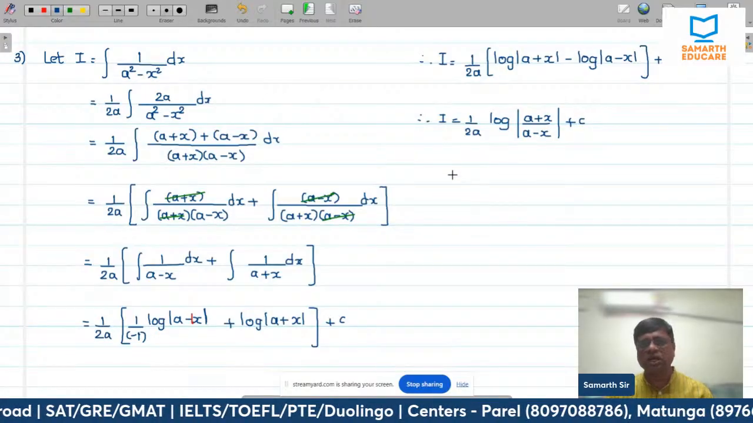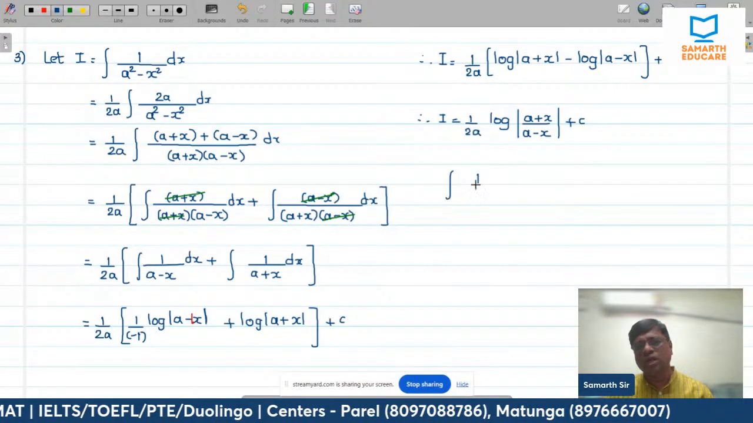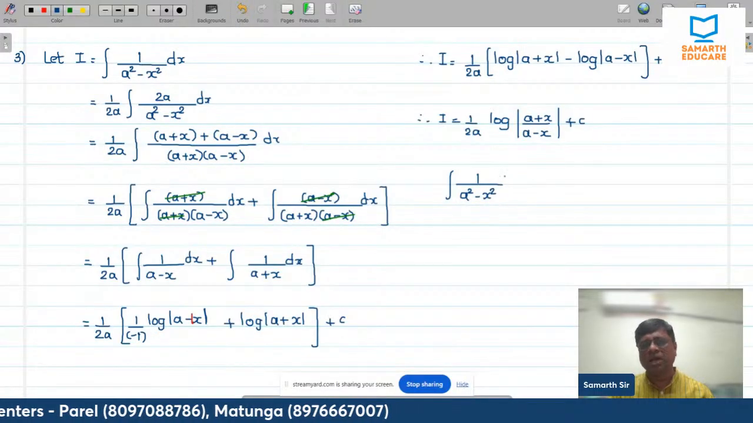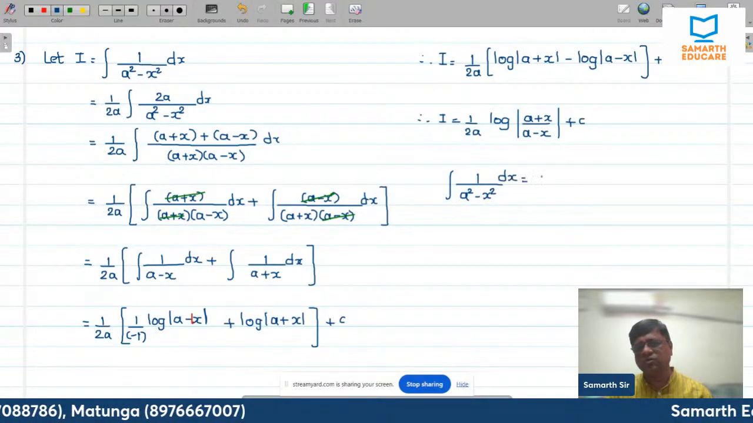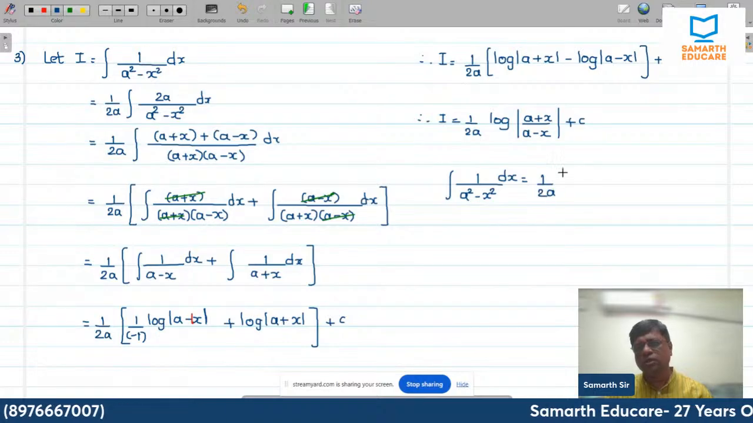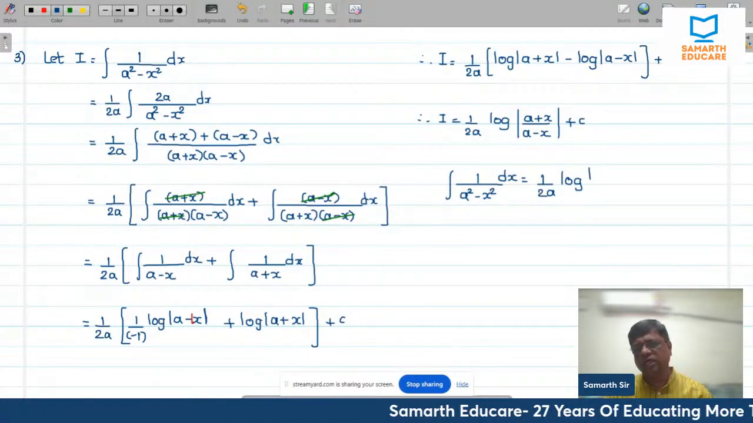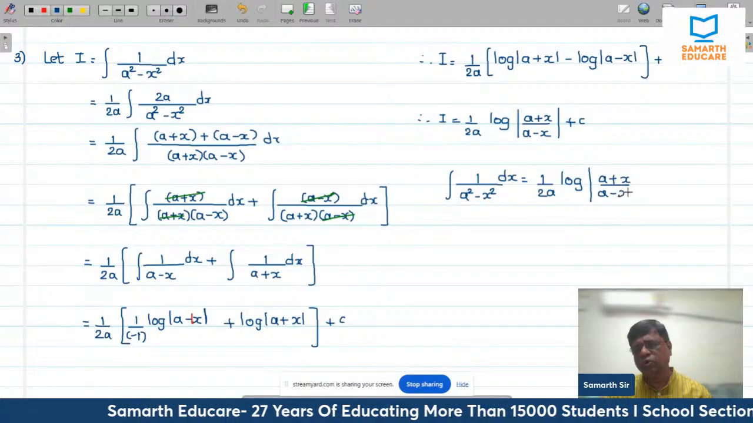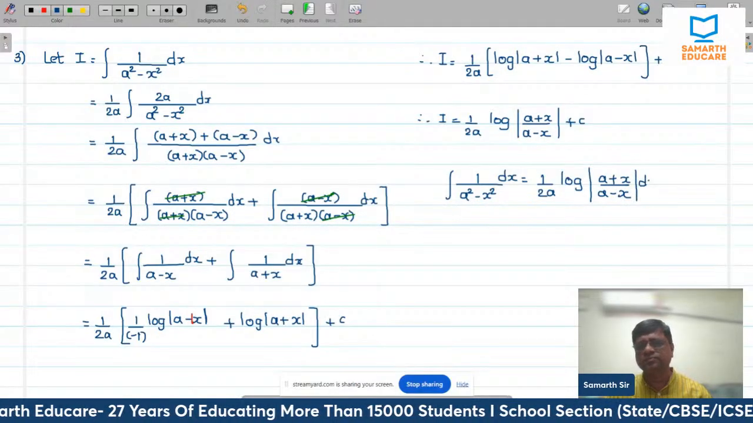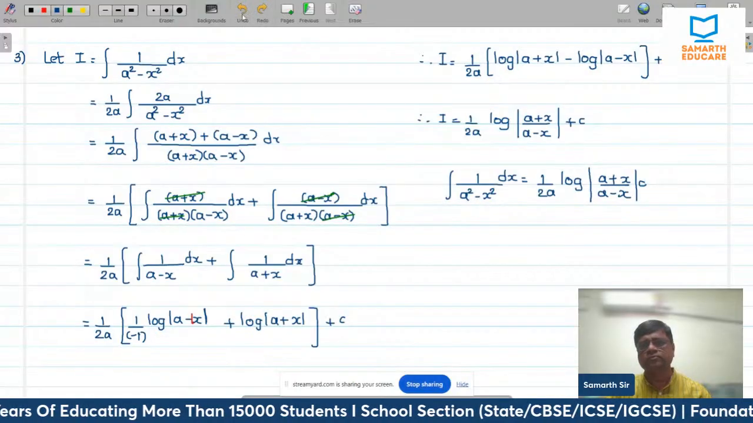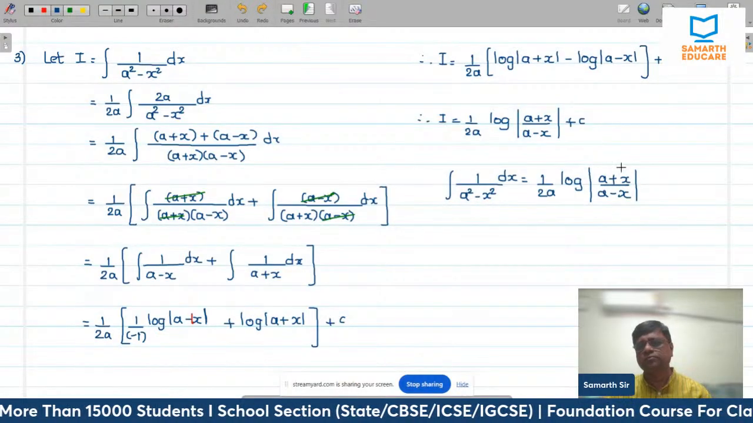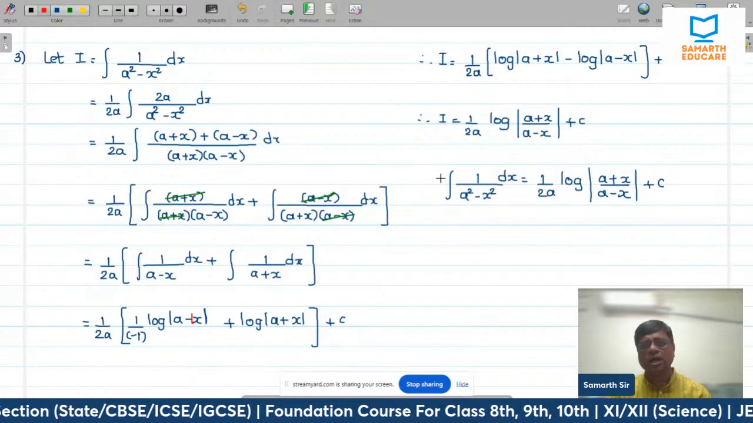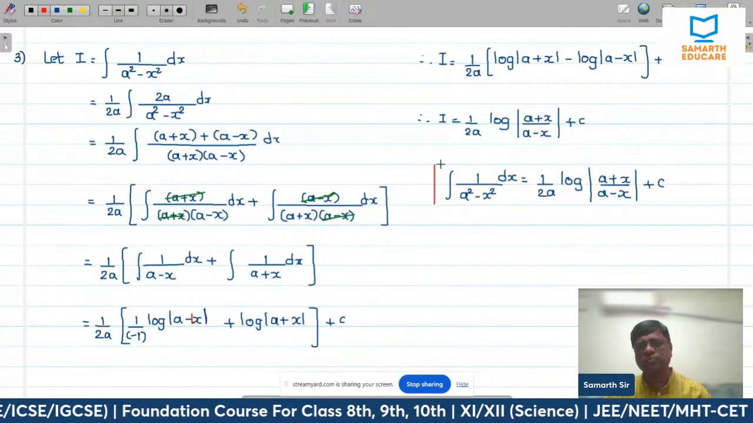Hence, we get the third standard form: integration of 1 upon a square minus x square dx is equal to 1 upon 2a log of a plus x upon a minus x plus c. This is today's third and last standard form.